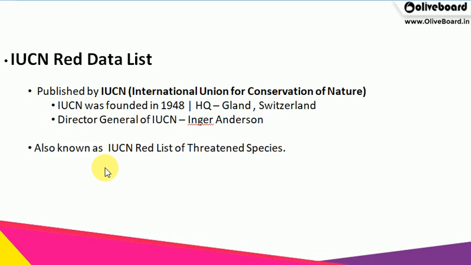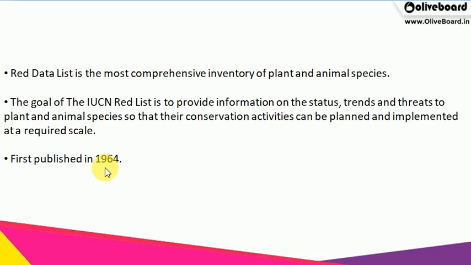And this Red Data List is also known as IUCN Red List or Red Data List of Threatened Species. Now what are these threatened species? Threatened species of plants and animals, birds, fungi. So these are the threatened lists which this Red Data List deals with. Now we have a clear idea what the IUCN Red Data List is.